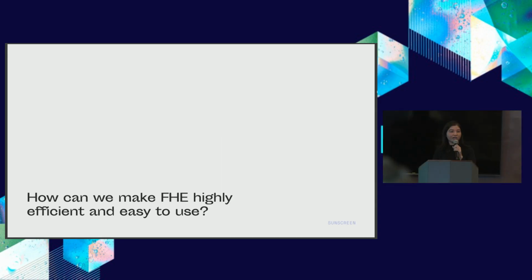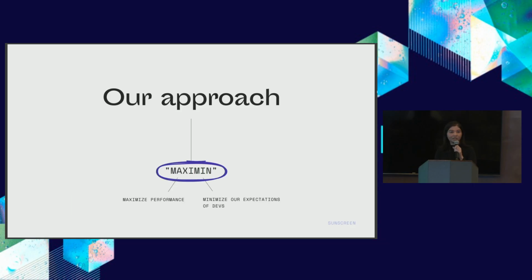So the question we want to ask is, how can we make FHE really, really fast and really easy for developers to use? So we take an approach that we call maxi-min, and this is an idea from game theory. So the high-level idea is, how do we maximize our value without knowing how other players are going to behave? In terms of what that means for a solution for FHE, we want to maximize the performance of FHE, and we want to minimize our expectations of what the developer knows and their behavior.